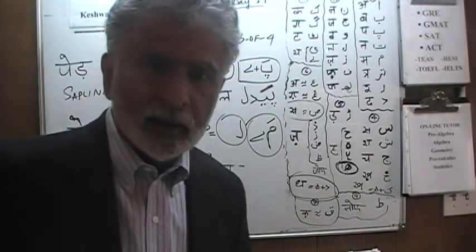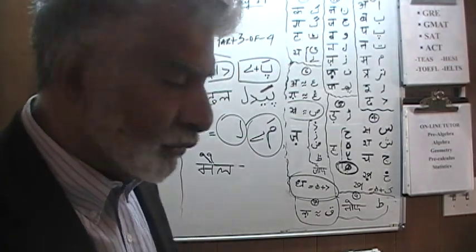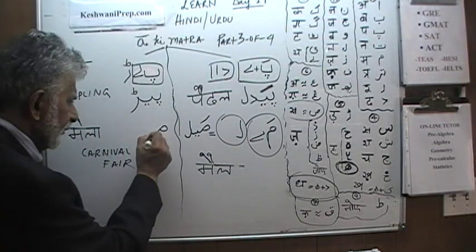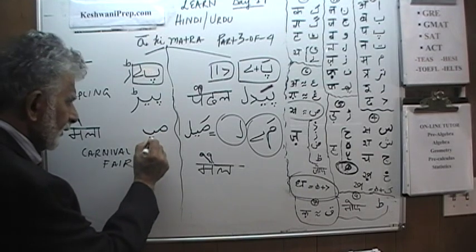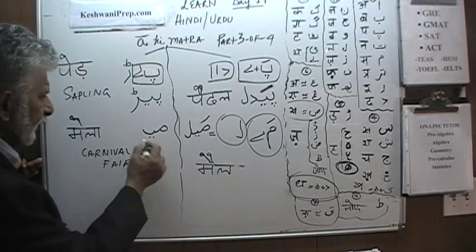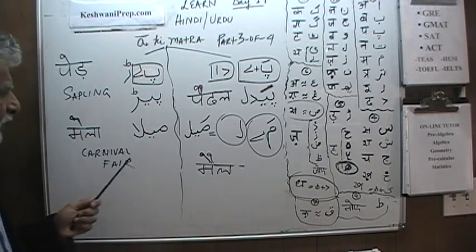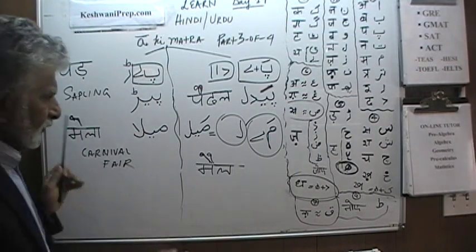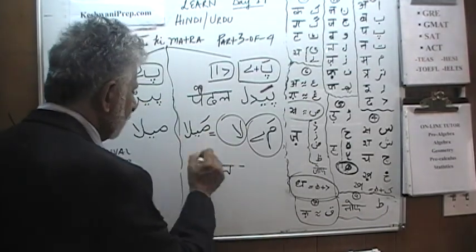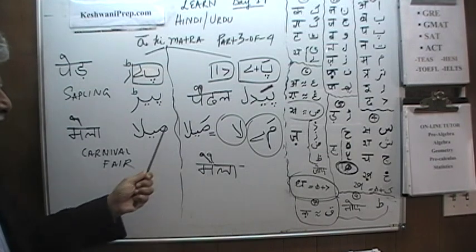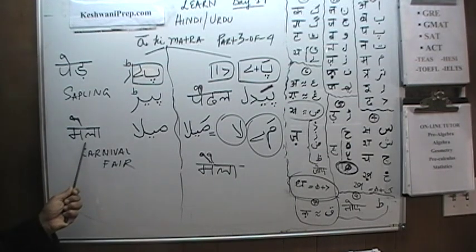Mela and mela. Let's write it in Urdu, shall we? Here's our meme. Then a badi hai. Not much difference, very similar to this one. And you might think that the only difference here would be that. Let's go back to mela here so we can compare the two. You would think that the only difference is that this one takes a zebra and this one does not, because that's how you write in Hindi.